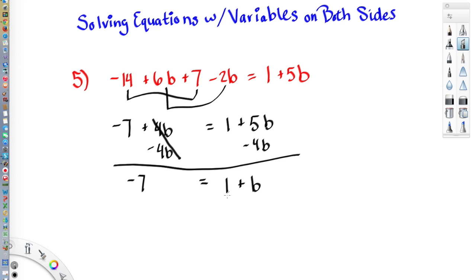Now I need to isolate the variable b. I have 1 being added to it. What's the inverse of that? Subtracting 1. And what I do to one side, I must do to the other. A negative 7 and a negative 1 will be a negative 8, and negative 8 is going to be equal to my b, because these guys cancel each other out. So b is equal to negative 8.